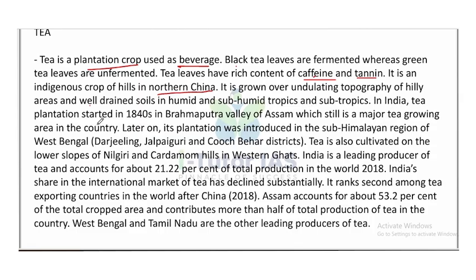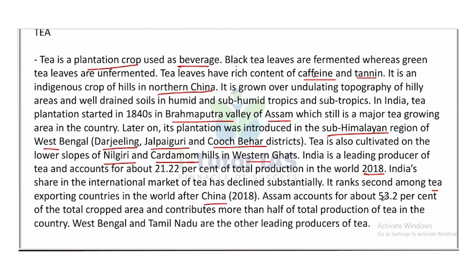In India, tea plantations started in 1840s in Brahmaputra Valley of Assam, which still is a major tea growing area in the country. Later on, its plantation was introduced in the sub-Himalayan regions of West Bengal, that is Darjeeling, Jalpaiguri, and Cooch Behar districts. Tea is also cultivated on the lower slopes of Nilgiri and Cardamom Hills in Western Ghats. India is a leading producer of tea and accounts for about 21.22% of the total production in the world in 2018. India's share in the international market of tea has declined substantially. It ranks second amongst tea exporting countries in the world after China.